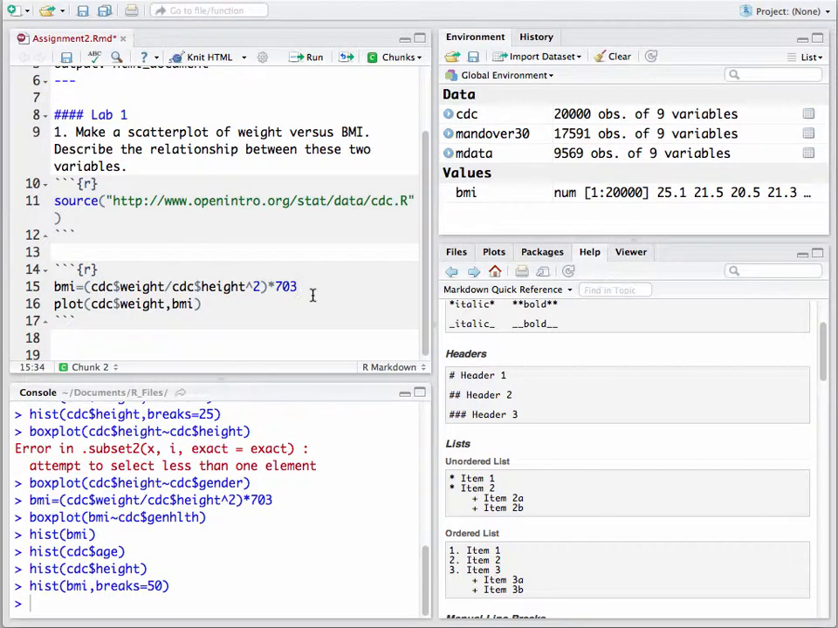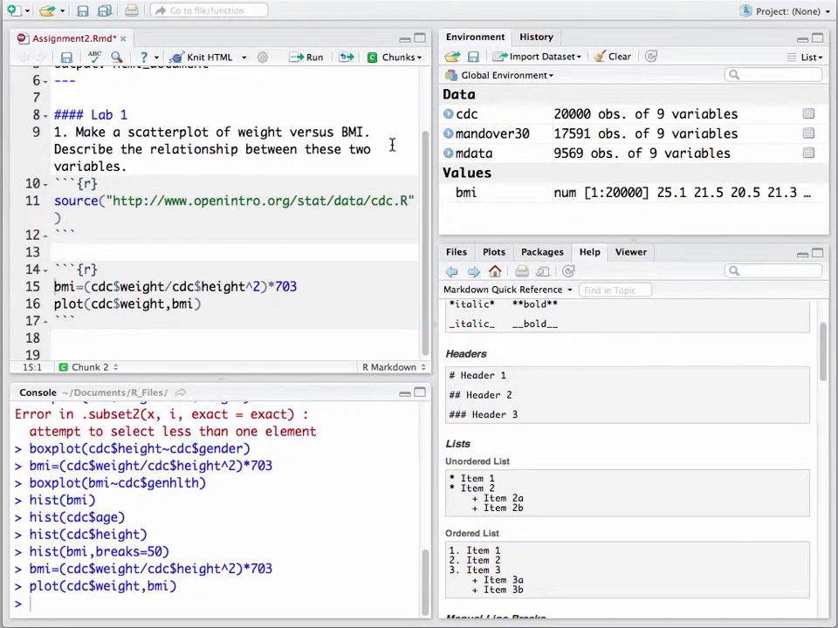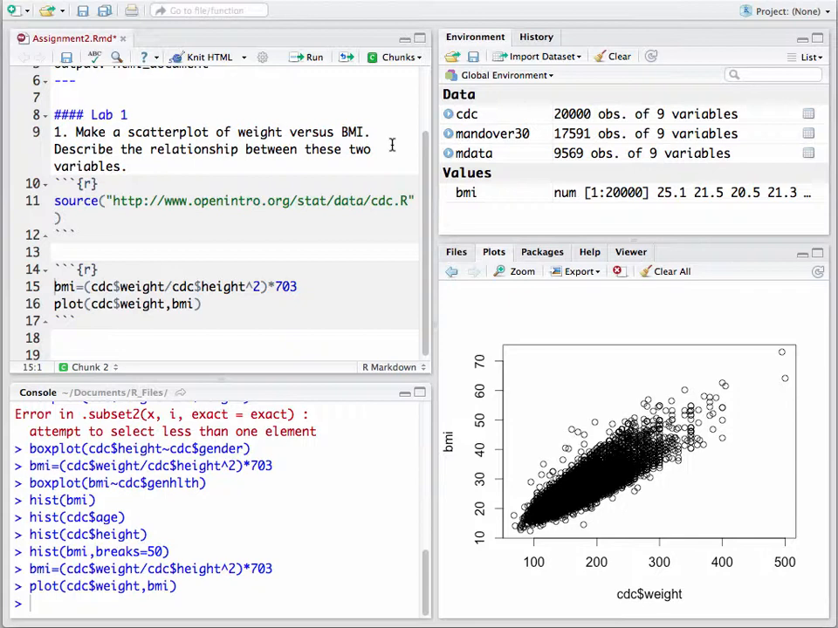Here's a very cool trick: you can actually run a chunk without having to compile the entire document. If you click on chunks again, it says run current chunk. So if I run current chunk, I can see whether it's going to work or not. And by Jove, it did. It plotted my BMI by the weight. So the weight's predicting the BMI. And what we see here is a pretty solid relationship between weight and BMI. In other words, as weight increases, BMI seems to be increasing also, doesn't it?